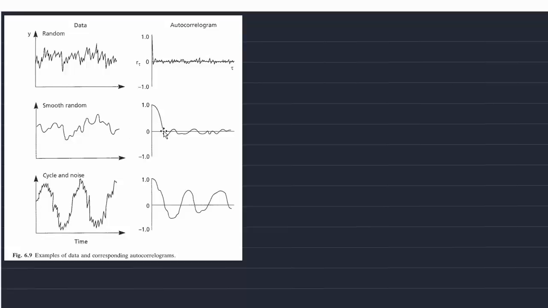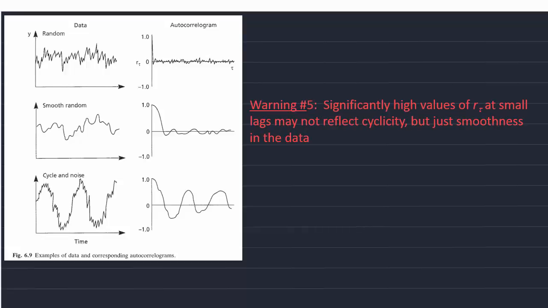And the autocorrelation function at large lags scatters about the mean of 0 as expected, with the variance, again, proportional to the square root of the record length. But at small lags, there's an appreciably large autocorrelation, and that just reflects the smoothness of the data. So the last warning is that significantly high values of autocorrelation at small lags may not reflect cyclicity, but just, again, smoothness in the data. So that's the last warning I'd like you to keep in mind when you're doing this sort of analysis.